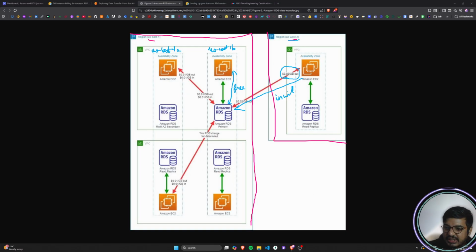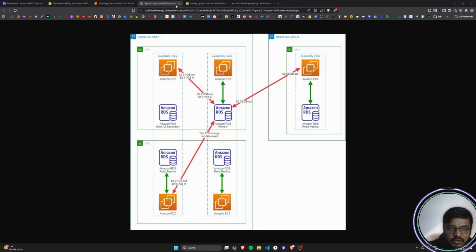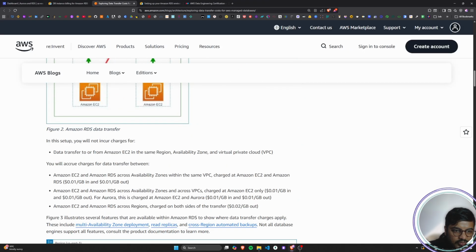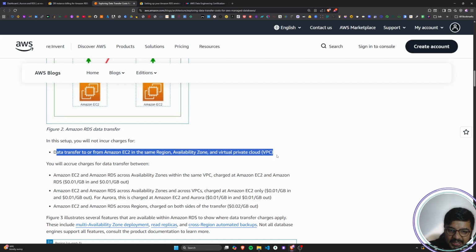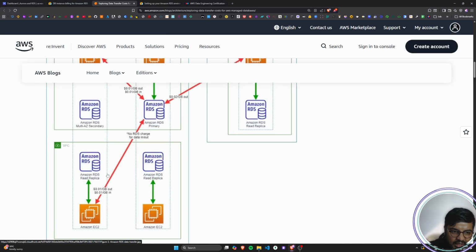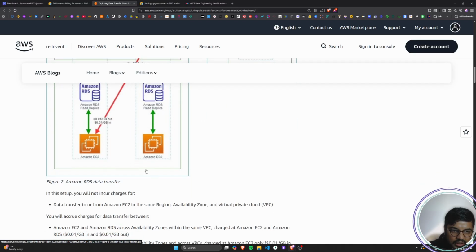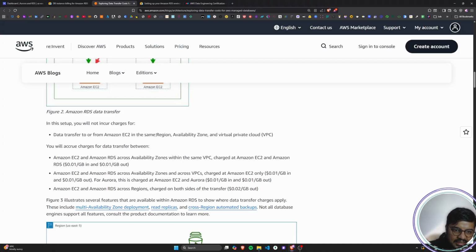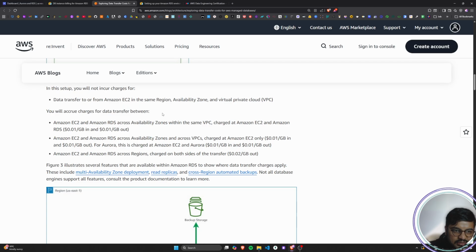Okay, and this is what this diagram is all about. I hope you guys have understood. Now let's read more about it. In this setup, you will not incur charges for data transfer to or from AWS EC2 in the same region, availability zone, and VPC. And even the VPC matters, right? If it is the same VPC, same availability zone, and same region, we will not be charged anything.